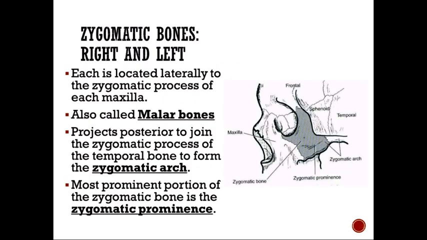When looking at the zygomatic bone here in gray, we do have one on the right and the left. Each is located laterally to the zygomatic process of each maxilla. Zygomas are also called malar bones. They project posterior to join the zygomatic process of the temporal bone to form the zygomatic arch. And the most prominent portion of the zygomatic bone is the zygomatic prominence.